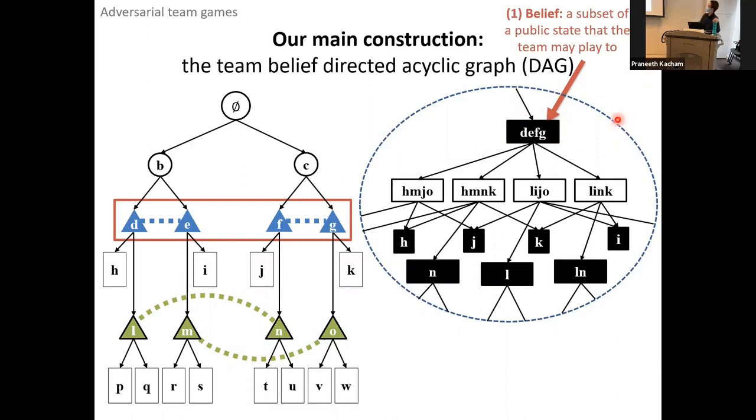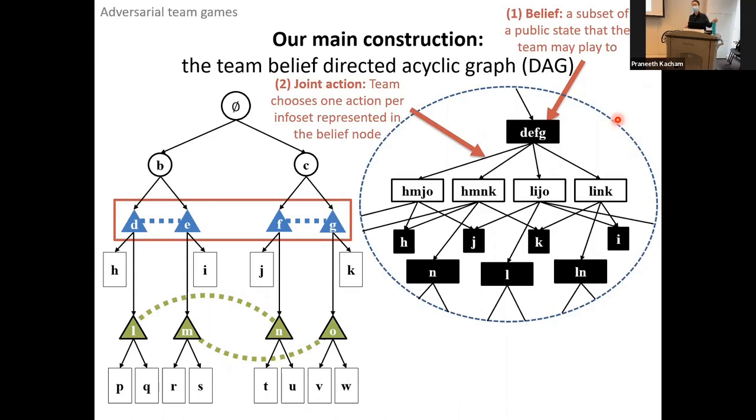The edges out of beliefs are called joint actions, and a joint action simply encodes one action for each information set represented by that belief. So in this case, in this belief here, D, E, F, G, there are two information sets, and so 2 times 2 equals 4 joint actions. If there were 3 information sets with 2 actions each, there would be 8 joint actions, and so forth. And this is where we're going to get our exponential dependence, and this is where we're going to get the parameter that we need to bound.